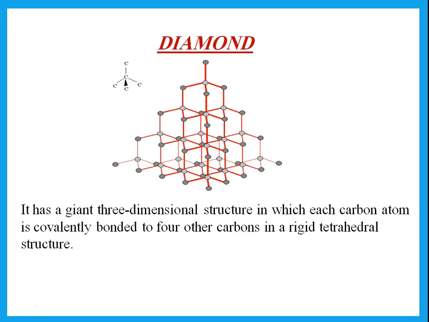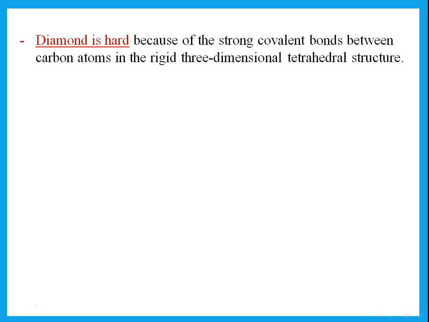So, if he says, describe the structure of diamond, what do we say? Giant three-dimensional structure, in which each carbon atom is covalently bonded to 4 other carbons in a rigid tetrahedral structure. And because of this kind of structure, diamond is hard. Diamond is one of the hardest substances that you can find. We actually use it to cut glass because it is very hard. Now, why is it hard? Because of the strong covalent bonds between the carbon atoms in the rigid three-dimensional tetrahedral structure.